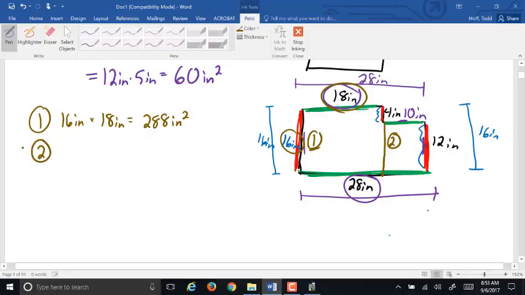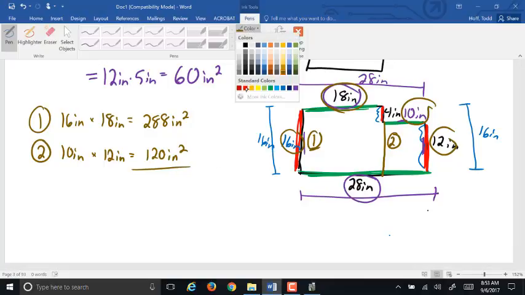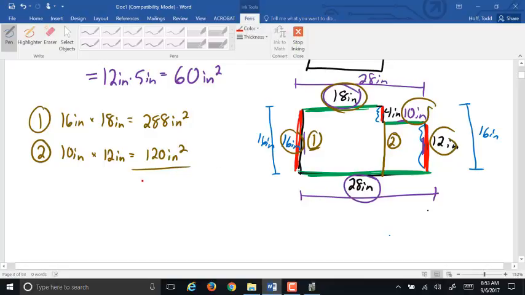Piece 2, what are its dimensions? 10 by 12, so 10 times 12, very good. 10 inches times 12 inches, 120 square inches. So that gives us a total of 288 plus 120 of 408 square inches for area.